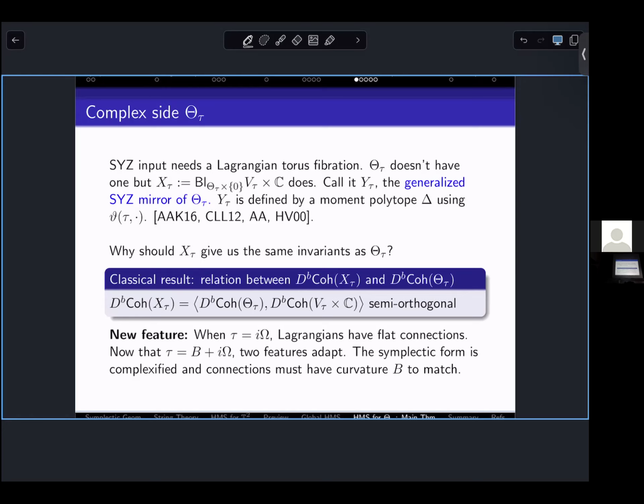So we need to complexify the symplectic form, complexified the 3 P1s so that we have 6 total. So now the symplectic form will be complexified, and instead of flat connections on your Lagrangians, they now have curvature B. So when you globalize, you need to add in a B field, is the point here.